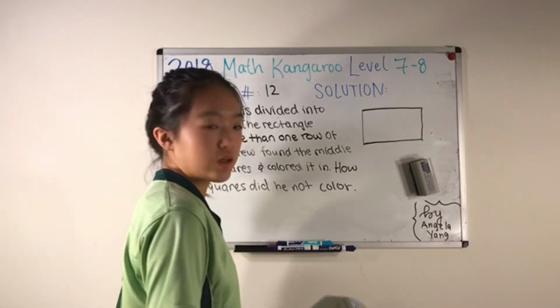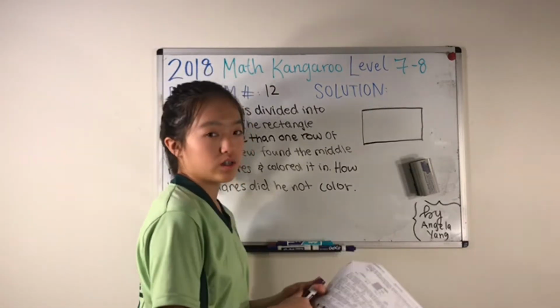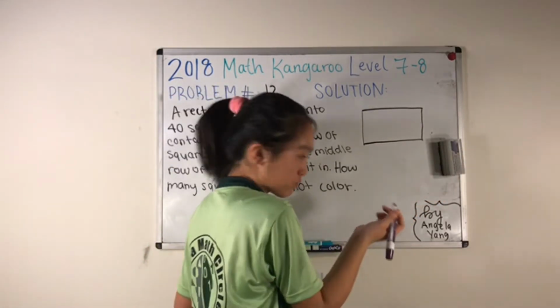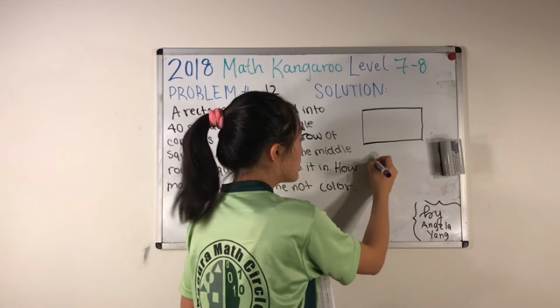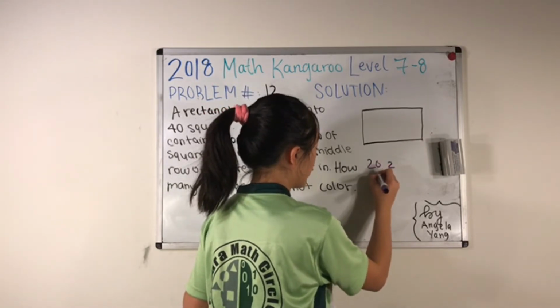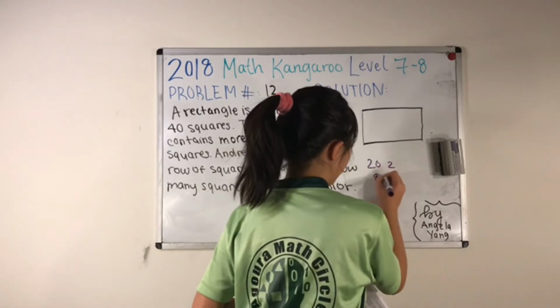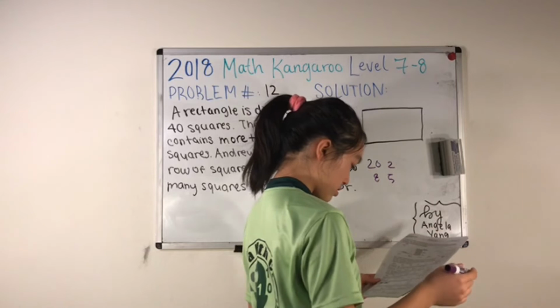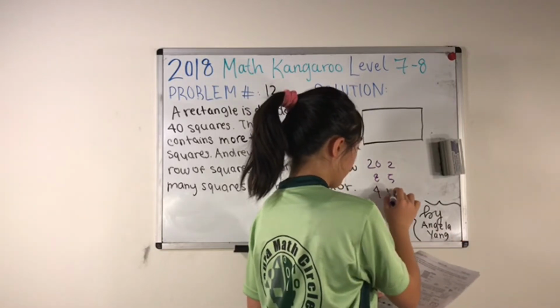So in order to solve this, we all know that 40 has multiple different pairs of factors. So we can't do 40 by 1 because we can't have just one row or just one column. So we have 20 and 2, 8 and 5, and we also have 4 and 10.